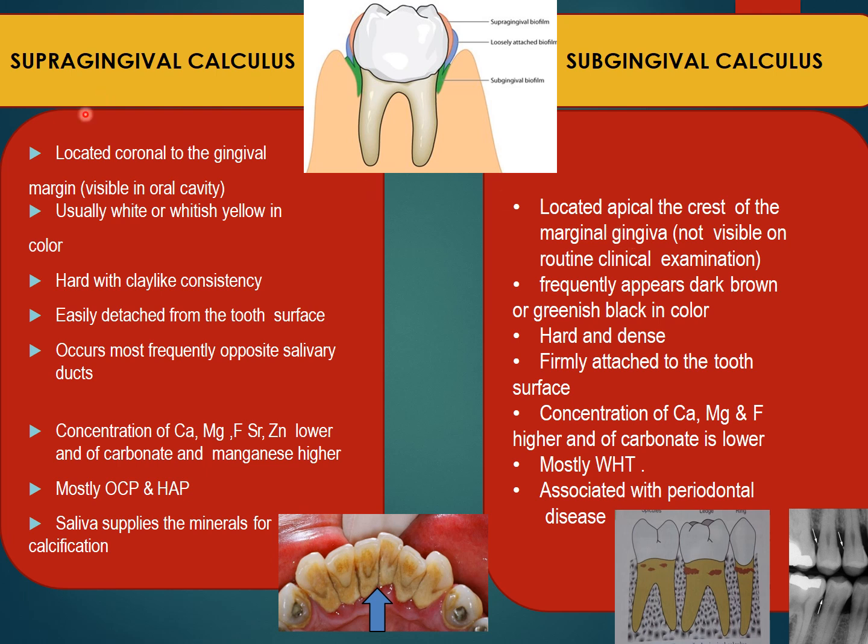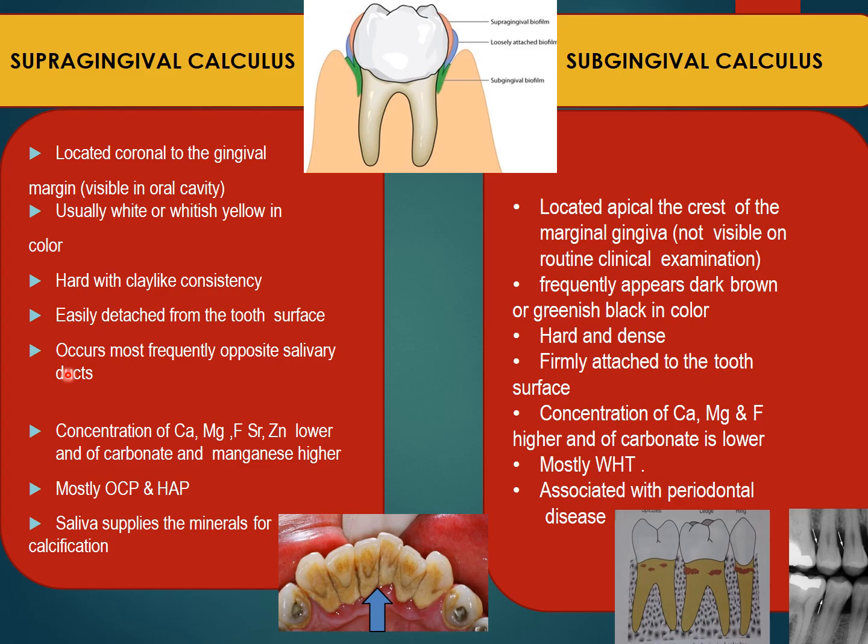Supragingival calculus is usually white or whitish yellow in color, whereas subgingival calculus frequently appears dark brown or greenish black. Supragingival calculus is hard with a clay-like consistency, while subgingival is hard and dense. Since it is salivary calculus and supragingival, it can be easily detached from the tooth surface, whereas subgingival calculus is firmly attached to the tooth surface. The main source of mineralization for the latter is GCF.